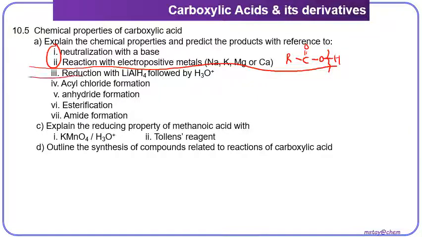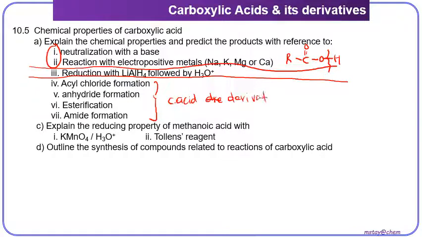Okay, and then second part we have the reduction, as we discussed in the previous video. Reduction of carboxylic acid will only produce primary alcohol. And then these four we will consider carboxylic acid derivatives, where the bond will break between the carbon and OH.